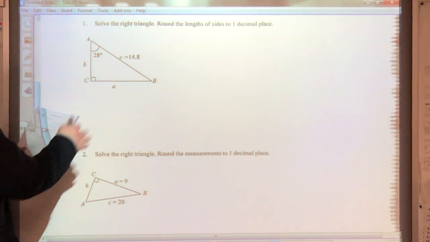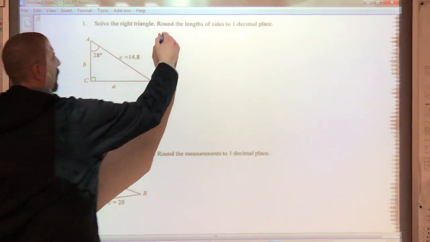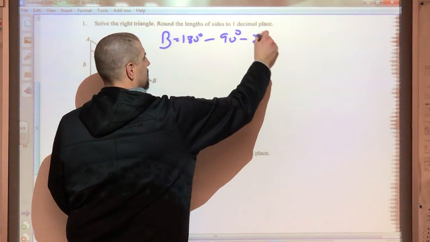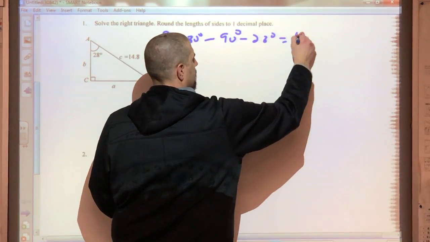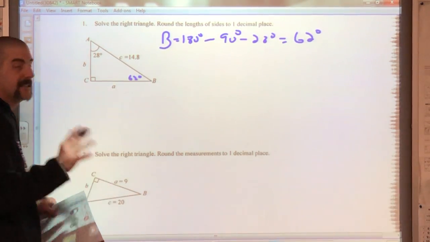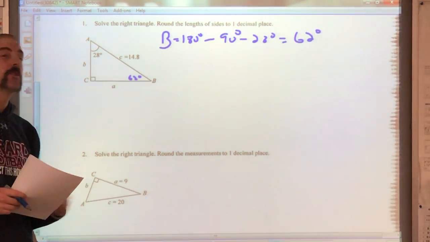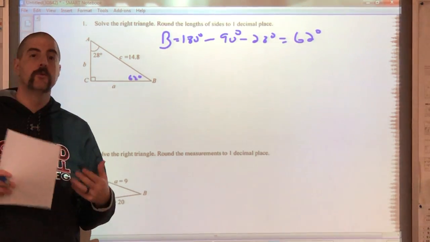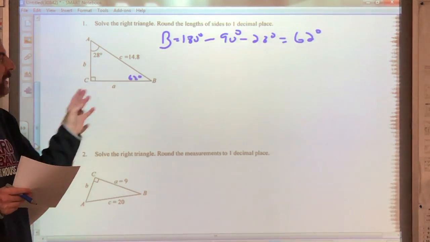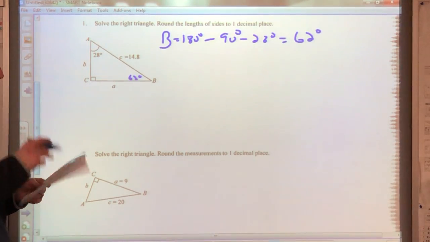We know that A is 28, C is 90, so B has to be 180 degrees minus 90 degrees minus 28 degrees, which is 62 degrees. Okay, so we know this is 62, and it's exactly 62. It's not a rounded answer. We actually found that number. That's important. A lot of times you're going to get rounded answers, and we don't want to use rounded answers. So if at all possible, we want to use the numbers that were given. But again, if you can't, then we'll have to do it another way.